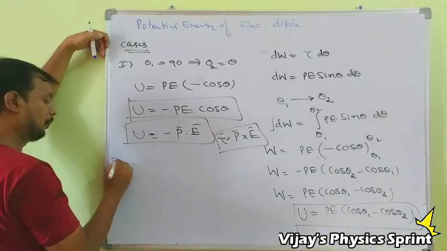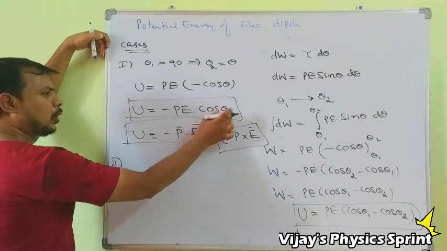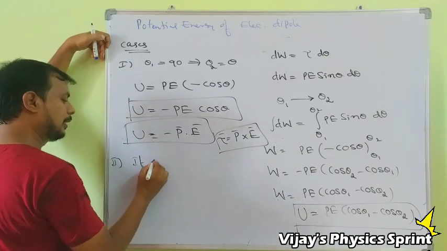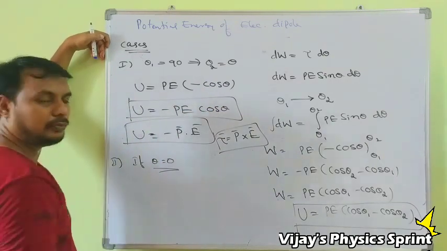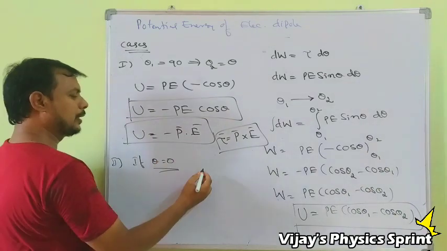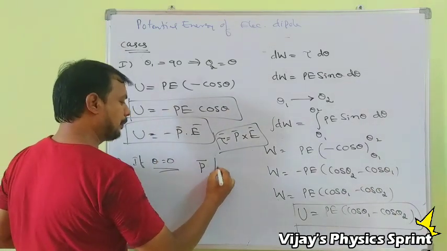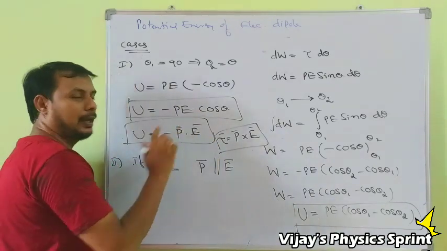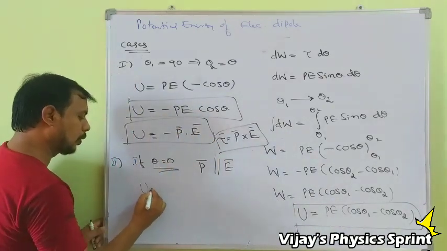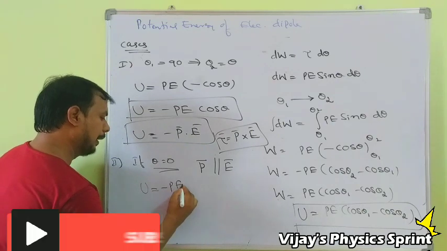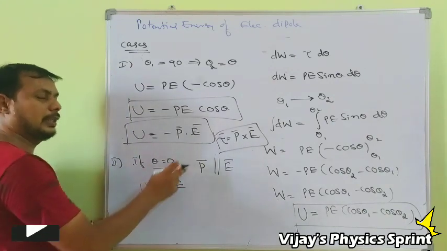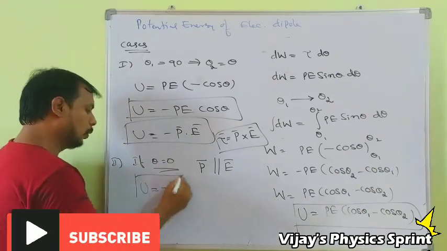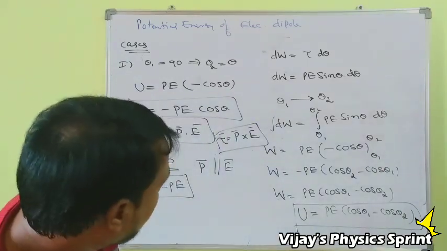Now case 2. Here U equals minus PE cos theta. If theta is 0, theta is 0 means the dipole moment is parallel to the electric field intensity. Both are parallel. Then what happens? U equals minus PE cos 0, value 1. So U equals minus PE.